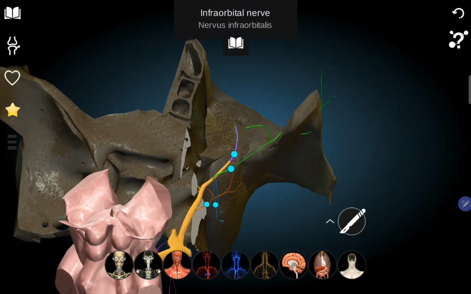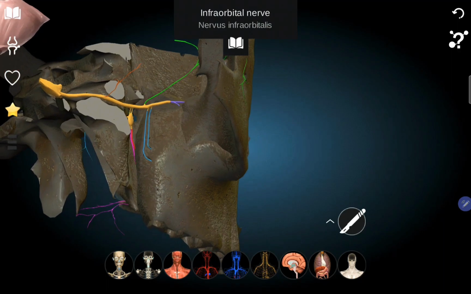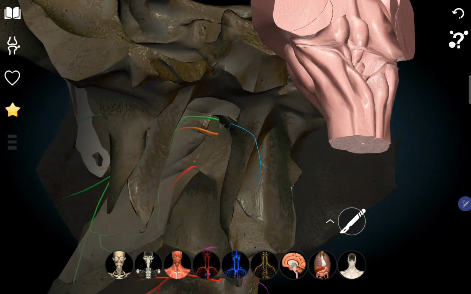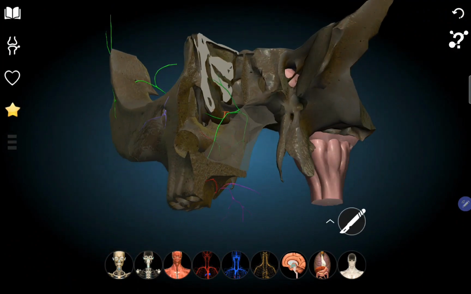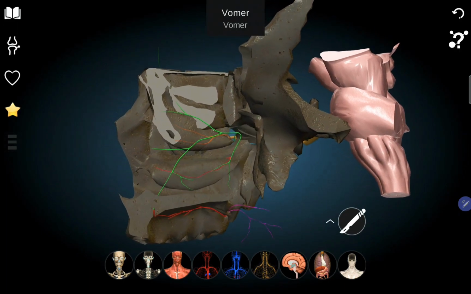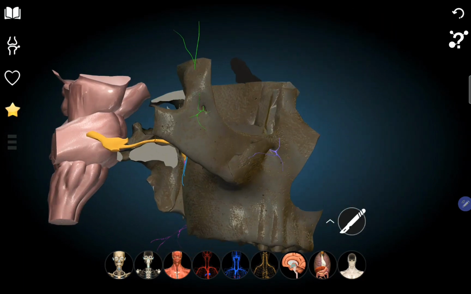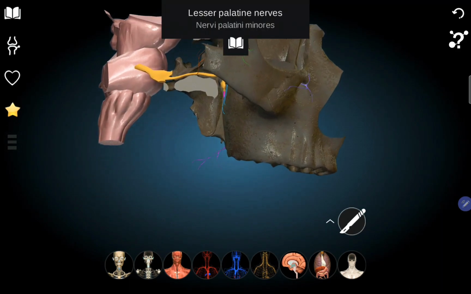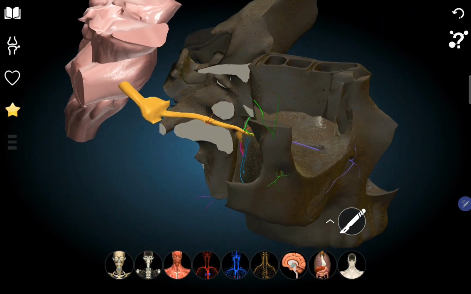The second division is the infraorbital nerve, which again gives rise to the MSA and ASA, the middle superior alveolar nerve and the anterior superior alveolar nerve. And behind this we have the posterior superior alveolar nerve, the one in blue you can appreciate. The posterior superior alveolar nerve supplies the molars. The middle superior alveolar nerve supplies the premolars and the mesobuccal root of the first molar, and the ASA is the anterior superior alveolar nerve, which supplies the incisors and the canines of the maxillary teeth. So this is about the maxillary branch of the trigeminal nerve, which supplies the maxilla and the upper lip.